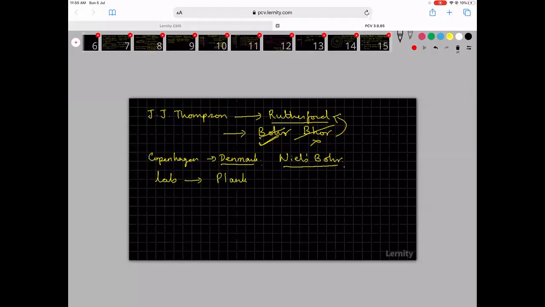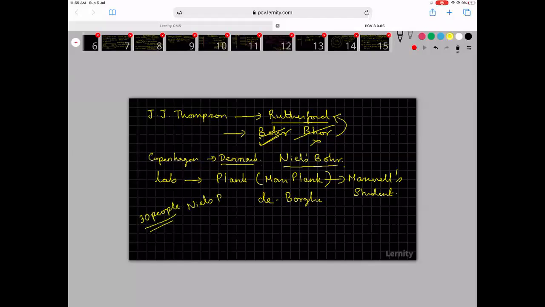Planck, Max Planck. Max Planck was Maxwell's student. Then he invited de Broglie. Then he invited so many. Once upon a time, there were around 30 people working with Niels Bohr. And out of those 30 people, 20 got the Nobel Prize.